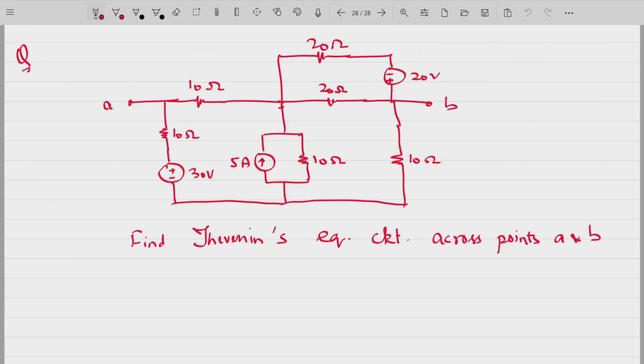ये आपका दूसरा सर्किट है. You can try this, you can take your time, you can do this at your places. मैं इसका आंसर आपको बता देता हूँ. इसका RTH 10 ओम से, VTH 10 वोल्ट से.